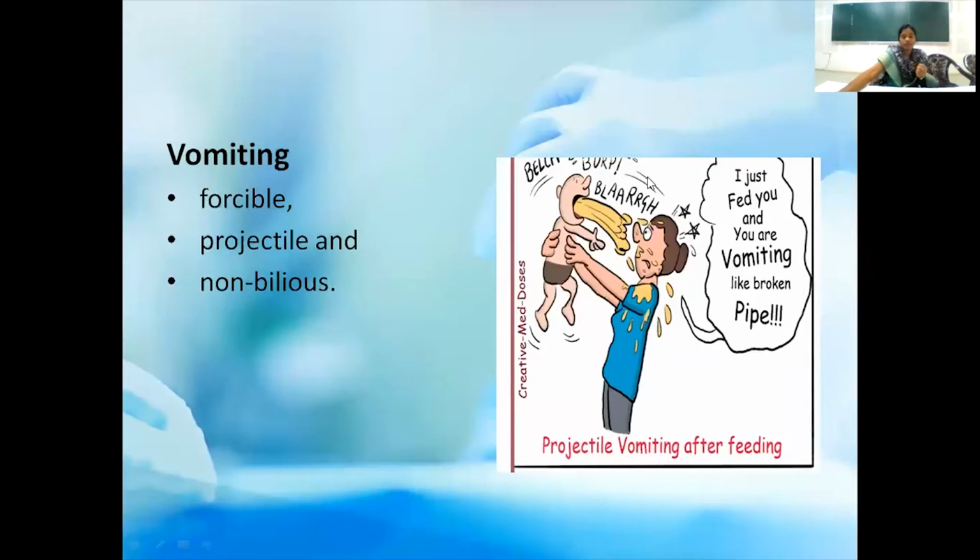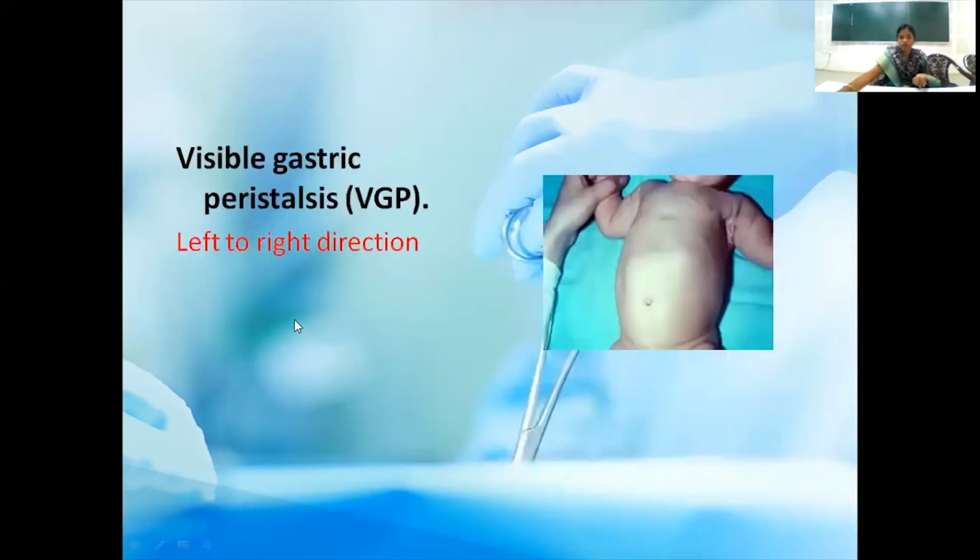Symptoms are vomiting. This vomiting is projectile, forceful, and non-bilious. As the vomiting contains the contents of the stomach, this is non-bilious. As we know, the duodenum is not involved in this condition. Other features like visible gastric peristalsis, that is from left to right direction. This is the picture showing visible gastric peristalsis.